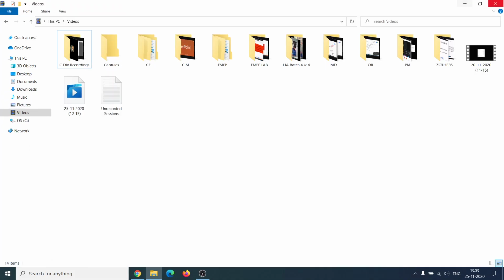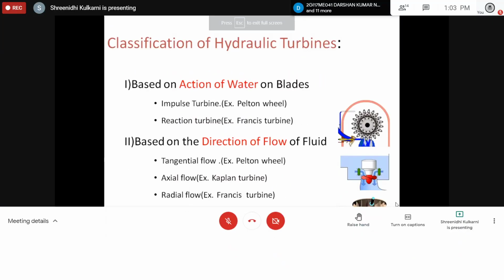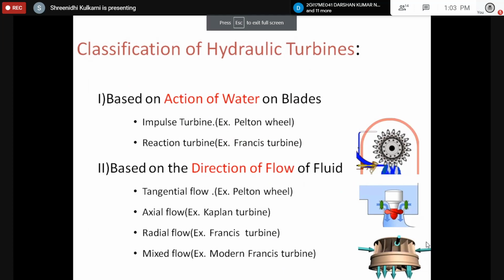Unit 1, that is the classification of turbomachines. Even the same you can write here, or write it in the first unit also. There is no difference.